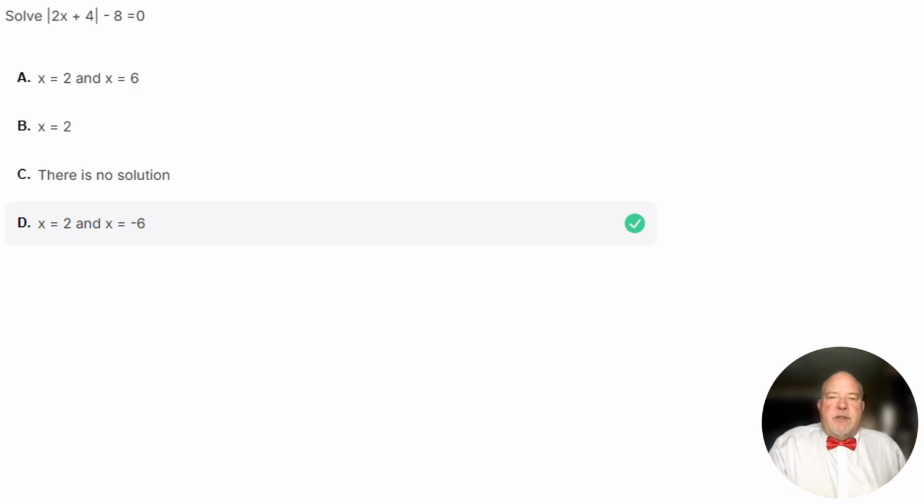Now, when you solve this, you're going to solve this basically like you would solve a regular equation. So let me rewrite the problem here. So the absolute value of 2x plus 4 minus 8 equals 0. The first thing I want to do is isolate the absolute value piece. So I want to get the absolute value of 2x plus 4 by itself. So I want to get rid of the minus 8. So the first thing I'm going to do is add 8 to both sides of the equation. So plus 8, that goes away.